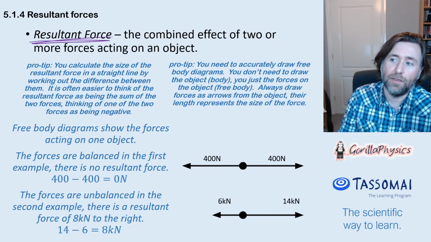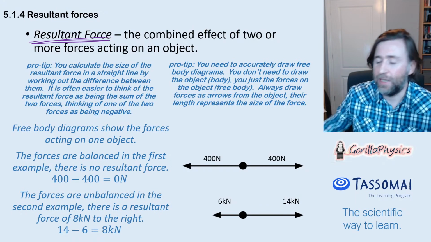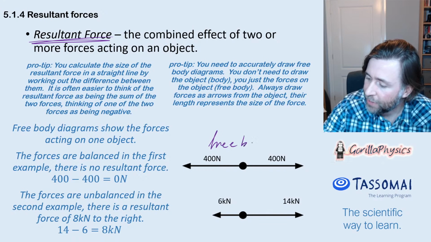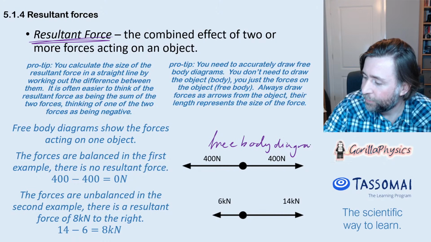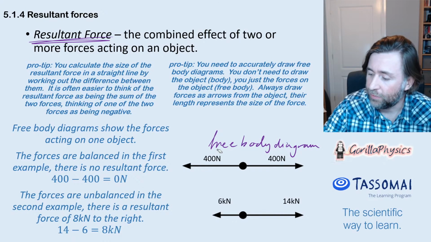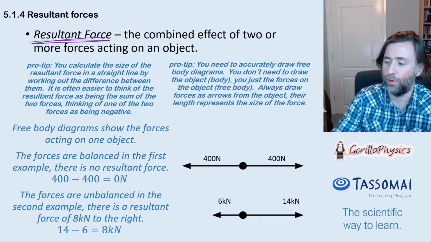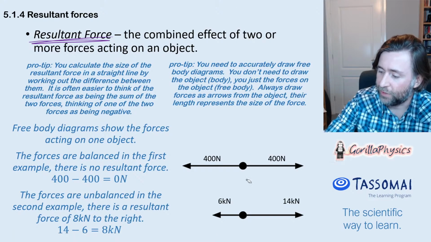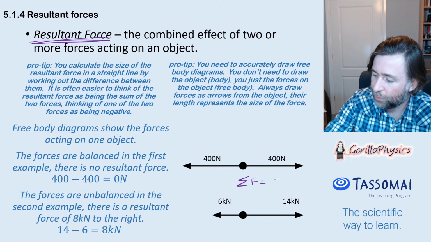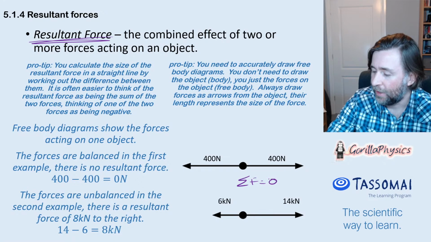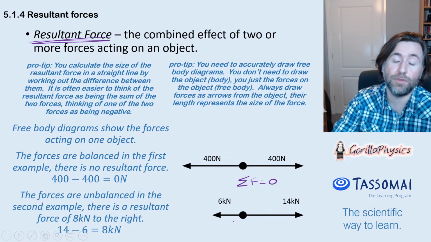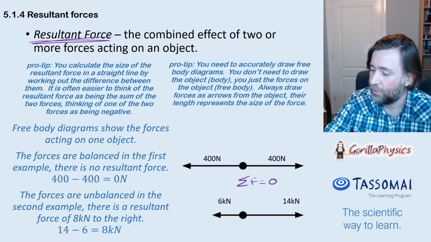and resultant forces are the combined effect of 2 or more forces acting on one object, and we can show them in free body diagrams like these, which just means we're referring to one object on its own and just the forces on it. So we're thinking about it as a free body. And you have to work out the resultant. So for instance here, the resultant force, which we use this symbol, is 0, and here the resultant force is 8 kilonewtons to the right, because the force to the right is larger than the force to the left.